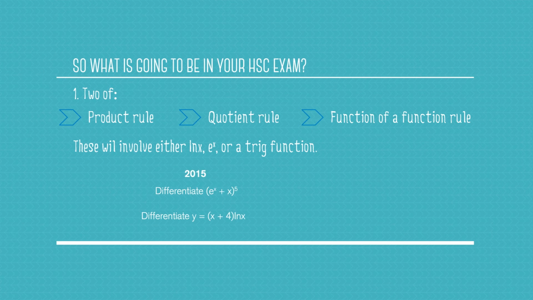In 2015, there was an exponential as part of a function of a function, and there was a log as part of a product rule. In 2012, they threw in cos x on x squared, so they had a trig function as part of a quotient rule. We know they're going to be there.